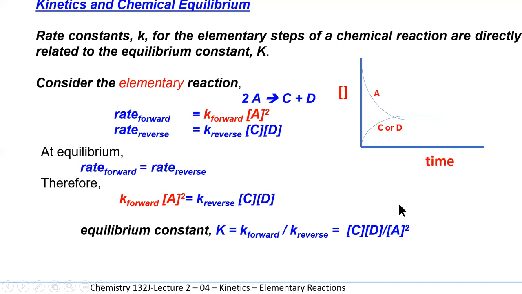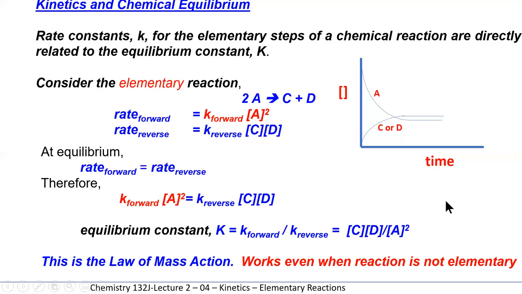Now the equilibrium constant could be determined by simply rearranging this equation and dividing both sides by the concentration of A squared and dividing both sides by the K of the reverse. And what we get is an expression that says K, equilibrium constant, is the K of the forward reaction divided by the K of the reverse reaction, which equals the products divided by the reactants to the power of 2 in this case for A because of the elementary step involving two A's.